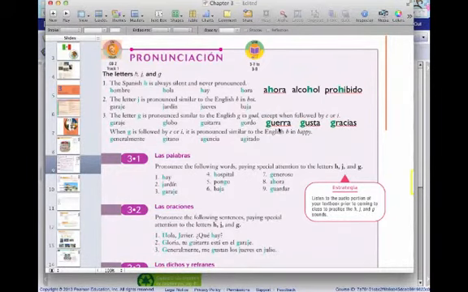But this is all the sound G. Garaje, globo, guitarra, gordo, guerra, gusta, gracias. It can also be in the middle of the word, not always in the beginning.